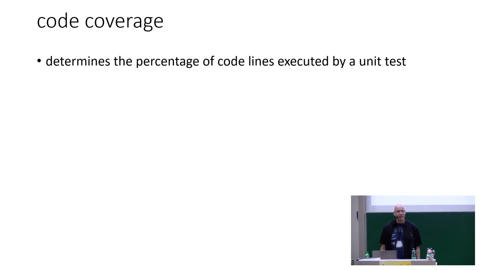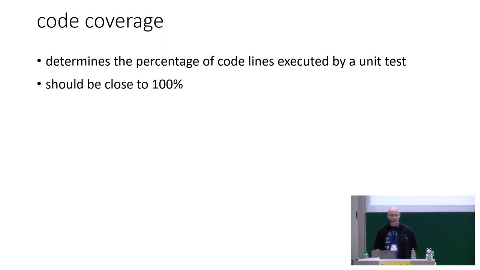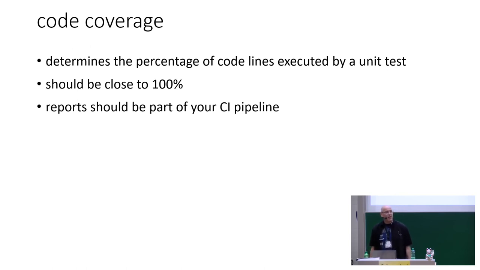Another thing to consider when dealing with unit tests is code coverage. So what is code coverage then? Code coverage determines the percentage of code lines executed by a unit test. And it should be close to 100%. And in an ideal world, you would report your code coverage metrics as part of your continuous integration pipeline.